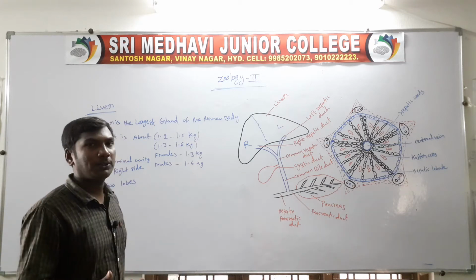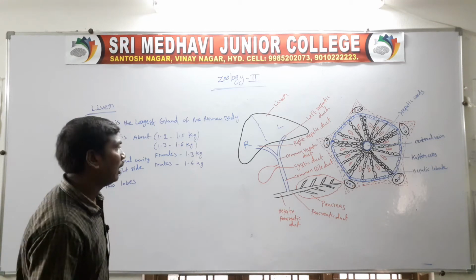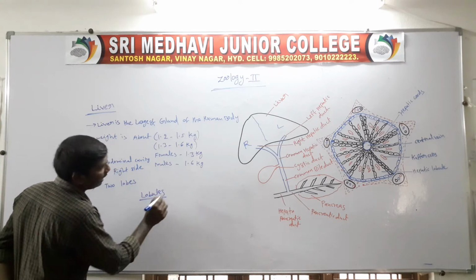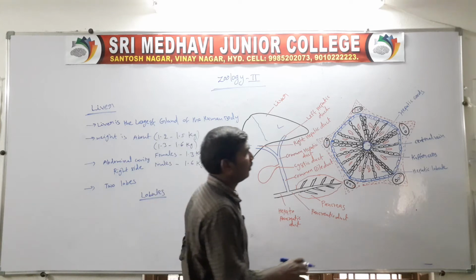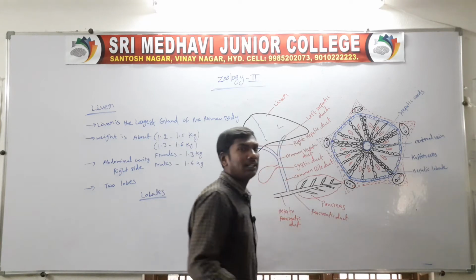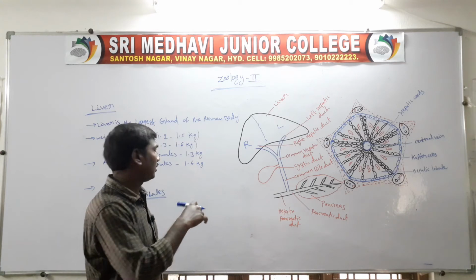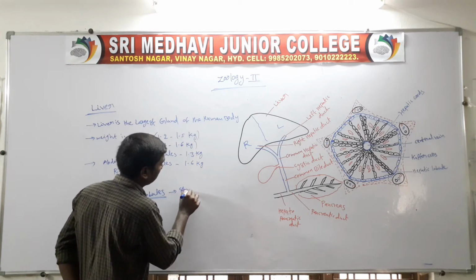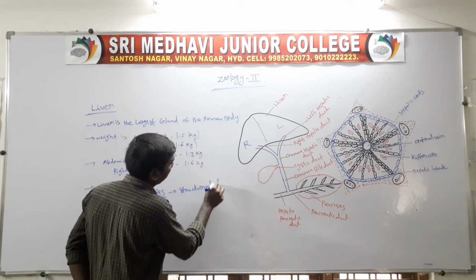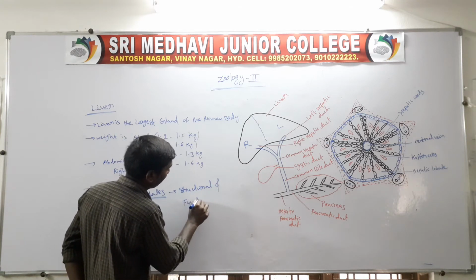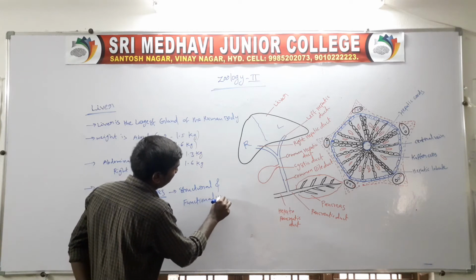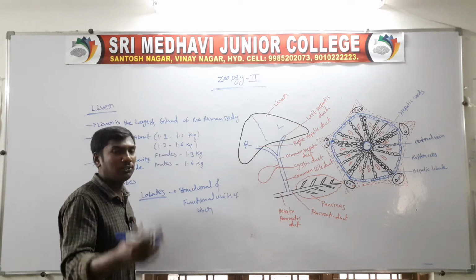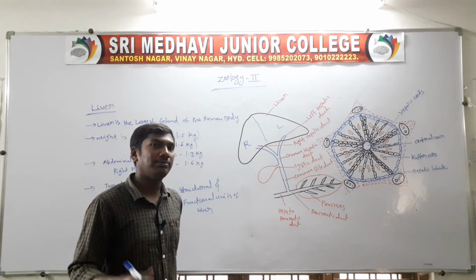These lobes contain lobules. The lobules are the structural and functional units of the liver.